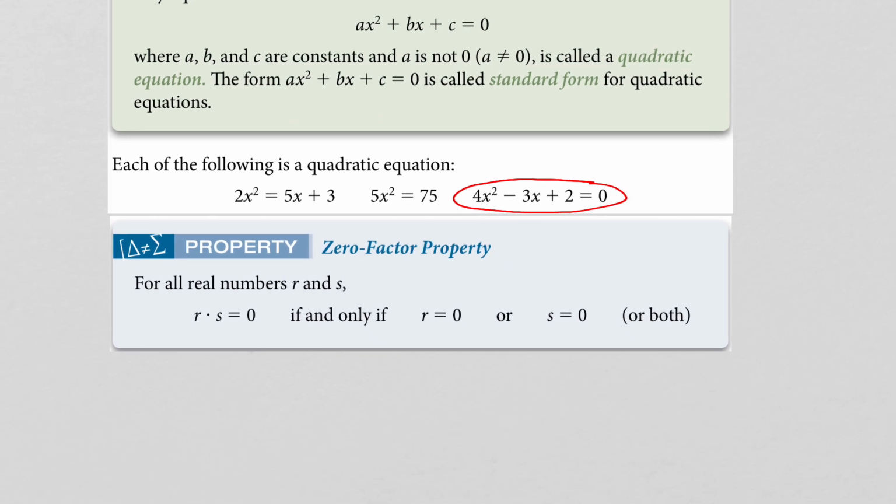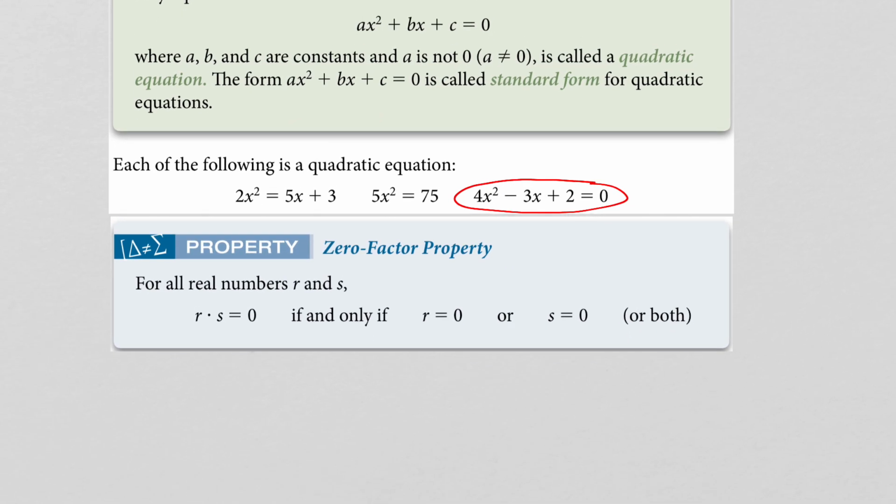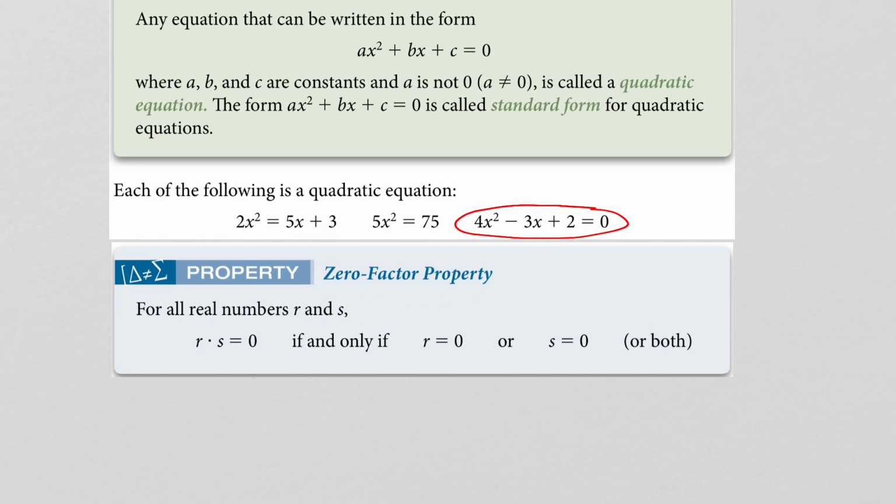Now, why do we like it in standard form? Well, because when we go to solve a quadratic equation, we're going to use something called the zero factor property. The zero factor property says if you have two numbers, r and s, r times s can only be 0 if either r is 0 or if s is 0, or both could be 0. So we like it in standard form because we like our quadratic equations to be equal to 0 so that we can use the zero factor property.